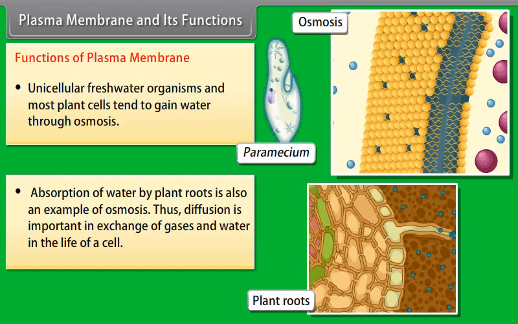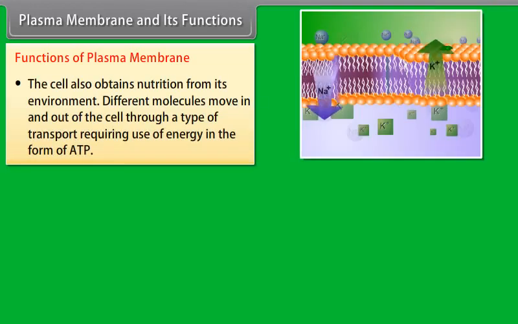Isotonic solution. If the medium has exactly the same water concentration as the cell, there will be no net movement of water across the cell membrane and the cell stays the same size. Such a solution is known as an isotonic solution.